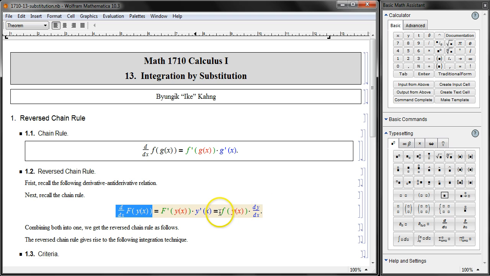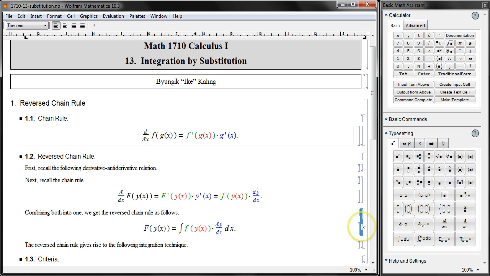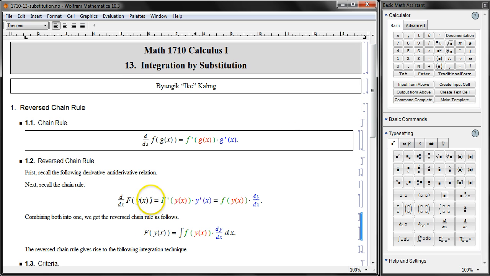This is equal to that, and then we take the antiderivative of both. We have the antiderivative of the derivative, so they cancel each other out, and we get the original composite function, capital F of y of x. And on the right-hand side, we have a rather complicated antiderivative: the integral of f of y of x times the derivative times dx, like this. This is the reverse chain rule, the antiderivative version of that. And this is basically an intermediate form.